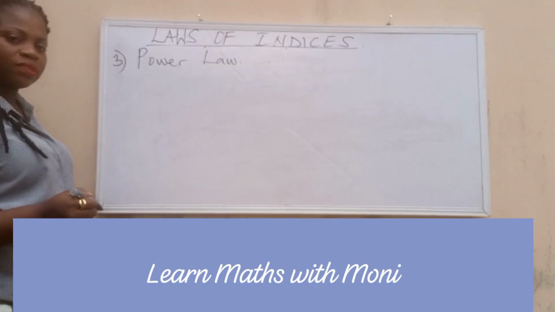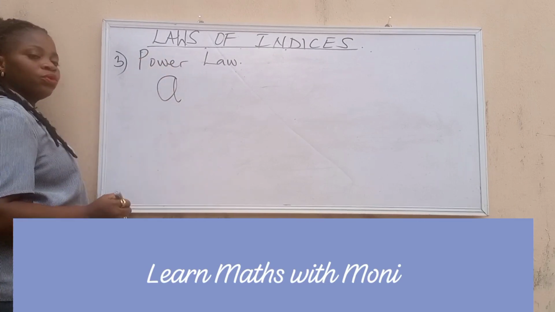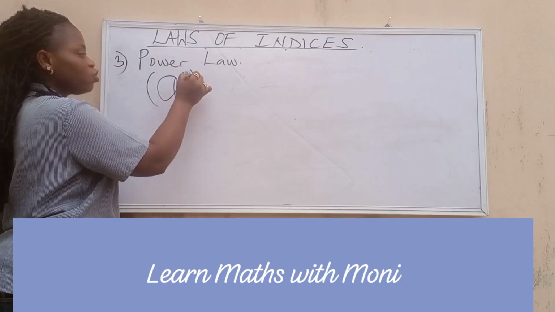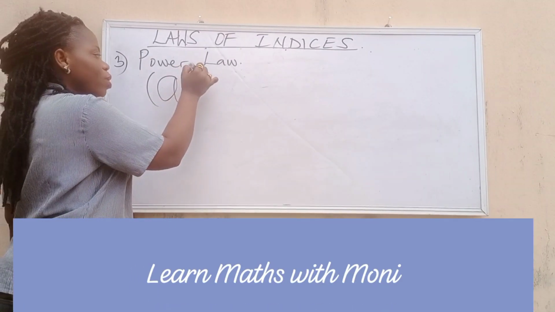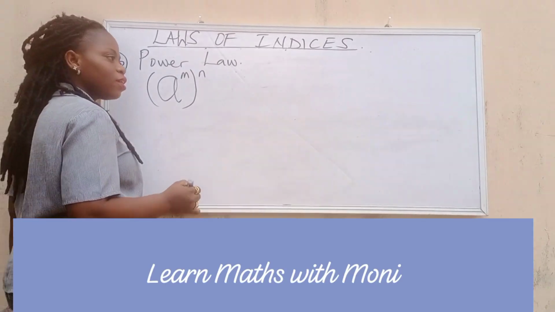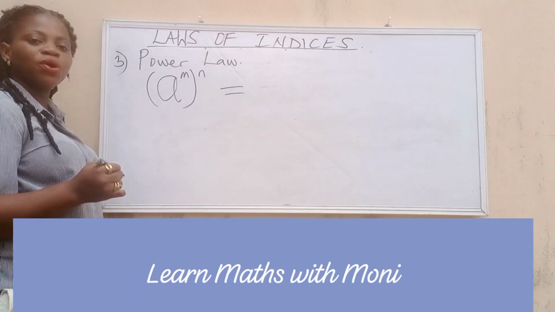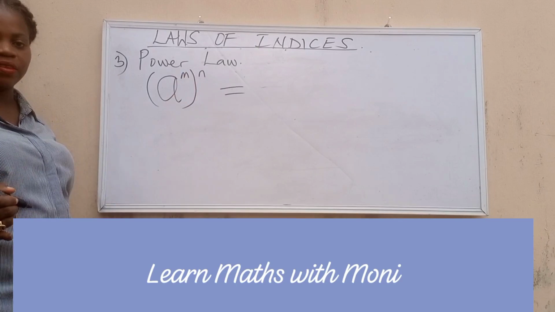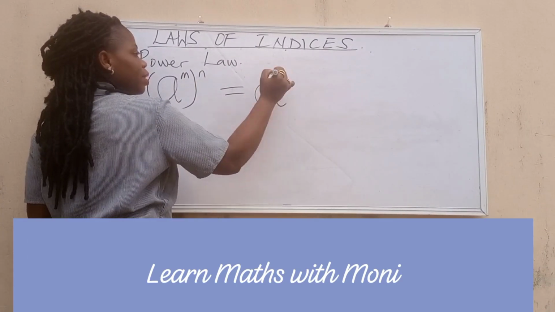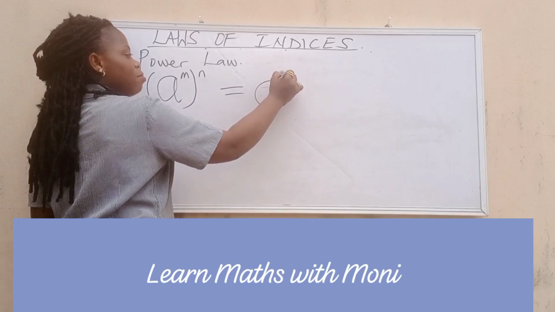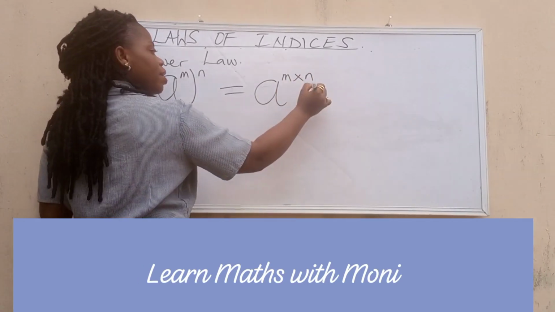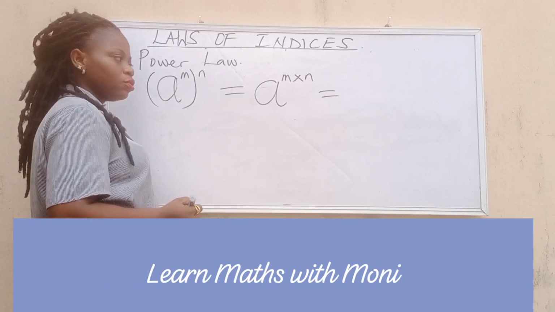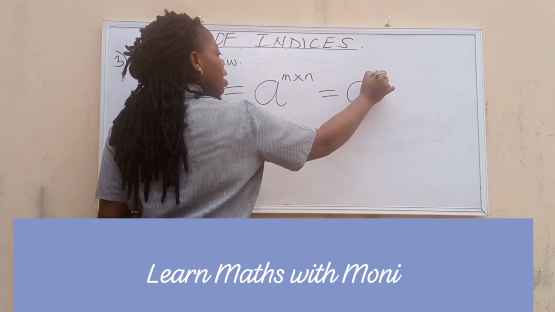The power law says if I have a situation where a is raised to power m and the entire a raised to power m is raised to another power n, this law says I can just multiply the powers, the two exponents, the indices. This means I have a raised to power m times n. M times n is mn. So that is a raised to power mn.